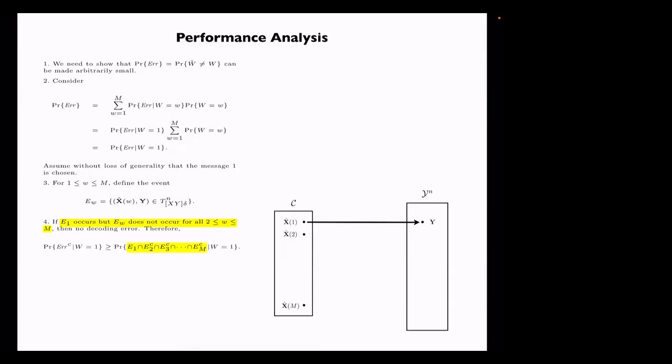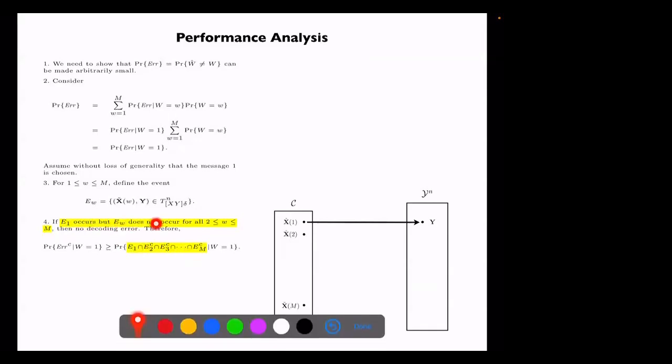So therefore, the probability of not having an error, conditioning on W equals 1, is greater than or equal to the probability of the intersection of these events. The intersection of these events is precisely what is being highlighted here. So E1 occurs, and E2 does not occur, E3 does not occur, so on and so forth, EM also does not occur, because this event implies there's no error. This probability is less than or equal to this probability.